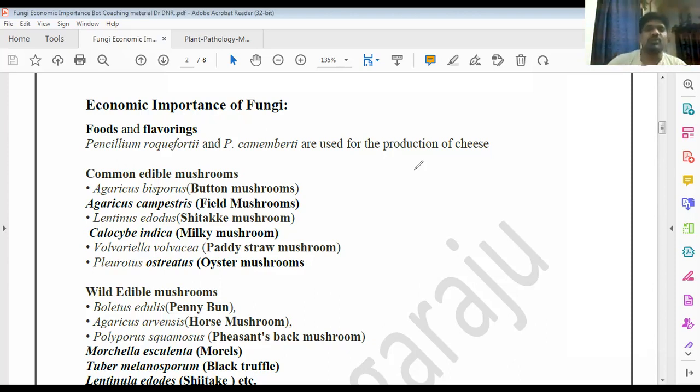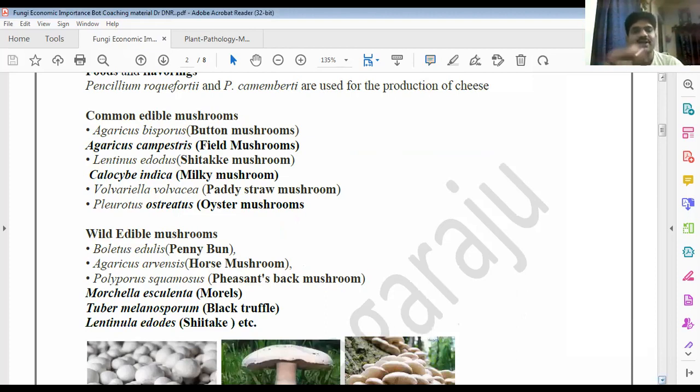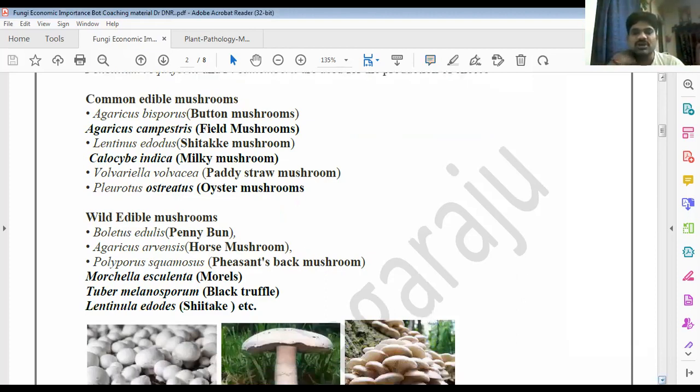And also one more question: which among these is the common edible mushroom? Like that, they ask the question. And which among these is the wild edible mushroom? Don't confuse wild edible mushrooms, which differ from cultivated mushrooms. So many people are getting scared to eat mushrooms.